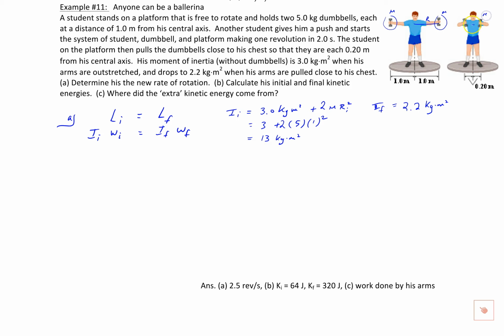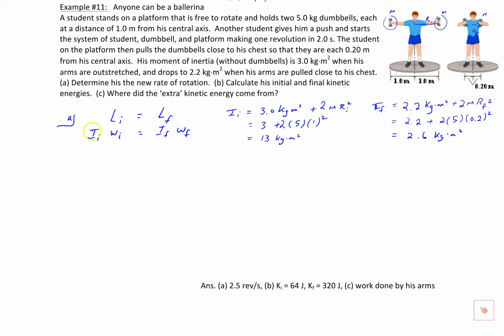So they have mass m, but they're now at a different r. We'll call that r final. Maybe this was r initial over here. So we have two of them, 2 masses, but then r final squared. So that's going to be 2.2 plus 2 times the mass, which is still 5 kilograms each, multiplied by the distance. Now they're only 0.2 meters away from his central axis, so 0.2 squared. So then his rotational inertia will drop down to 2.6 kilograms times meter squared.